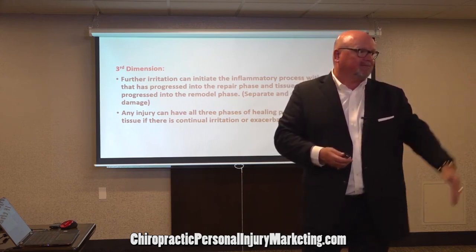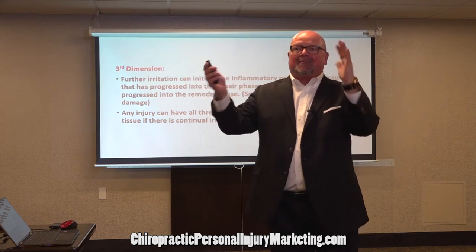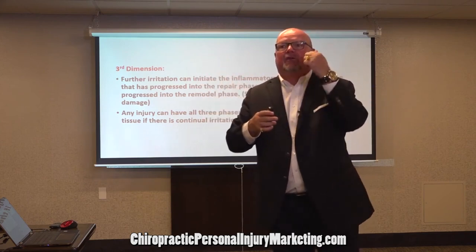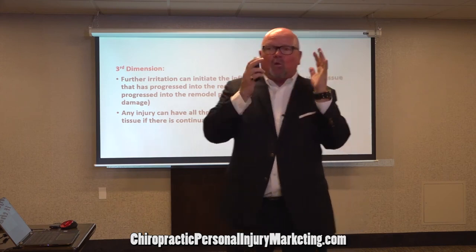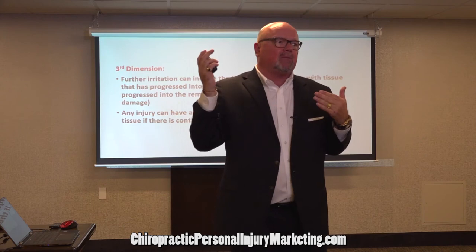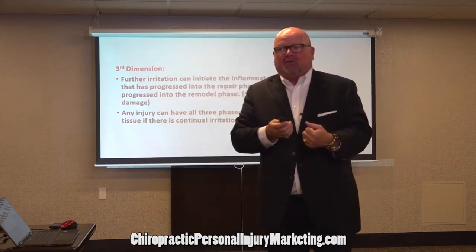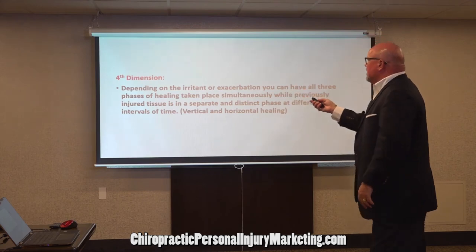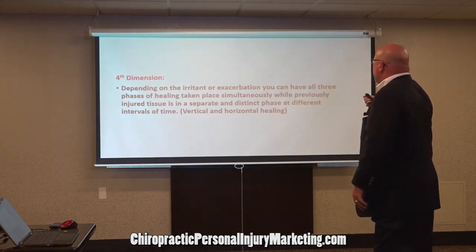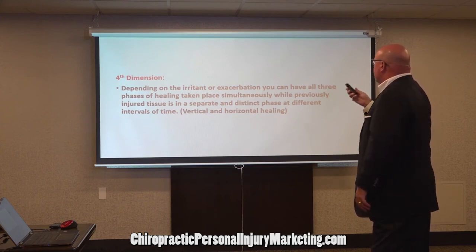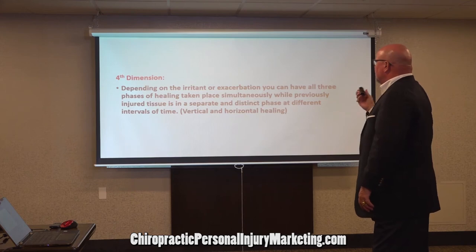Do you get my point? In other words, it's not black and white, it all overlaps. And what's the defining characteristic? Your biomarkers. So you've got to think, what are my biomarkers? And go, okay, what phase of healing am I in relative to my biomarkers? And what can I do with this patient relative to my biomarkers? So the fourth dimension: depending on the irritant or exacerbation, you can have all 3 phases of healing taking place simultaneously, while previously injured tissue is in a separate and distinct phase at different intervals of time.